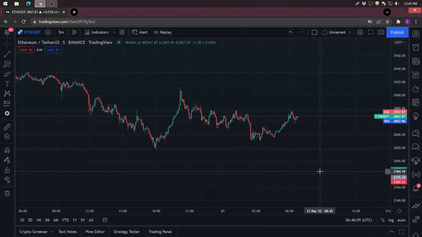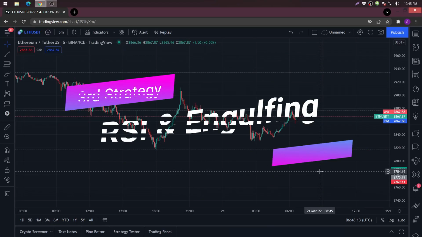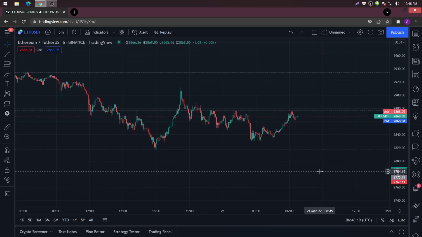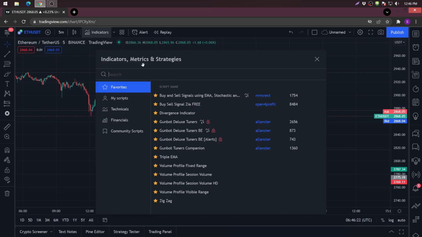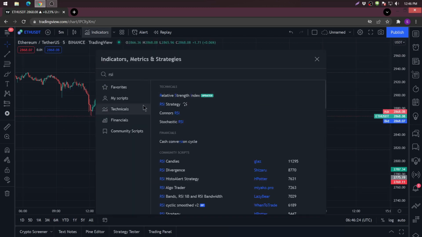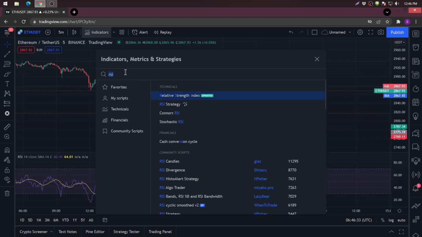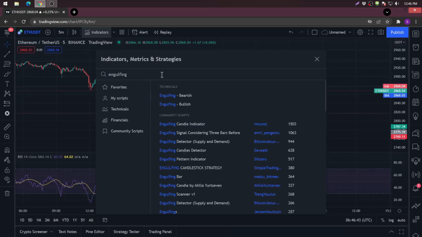So now let's introduce the third scalping strategy with a 2 indicator combination. One is RSI and two is the engulfing pattern. So I simply write here RSI, and you can see one indicator, Relative Strength Index. I simply click to add it on my chart, and the second indicator is the engulfing pattern. So I simply write here engulfing, and you can see two indicators, engulfing bearish and bullish. I want to add both indicators on my chart as well. So first engulfing bearish and second engulfing bullish.